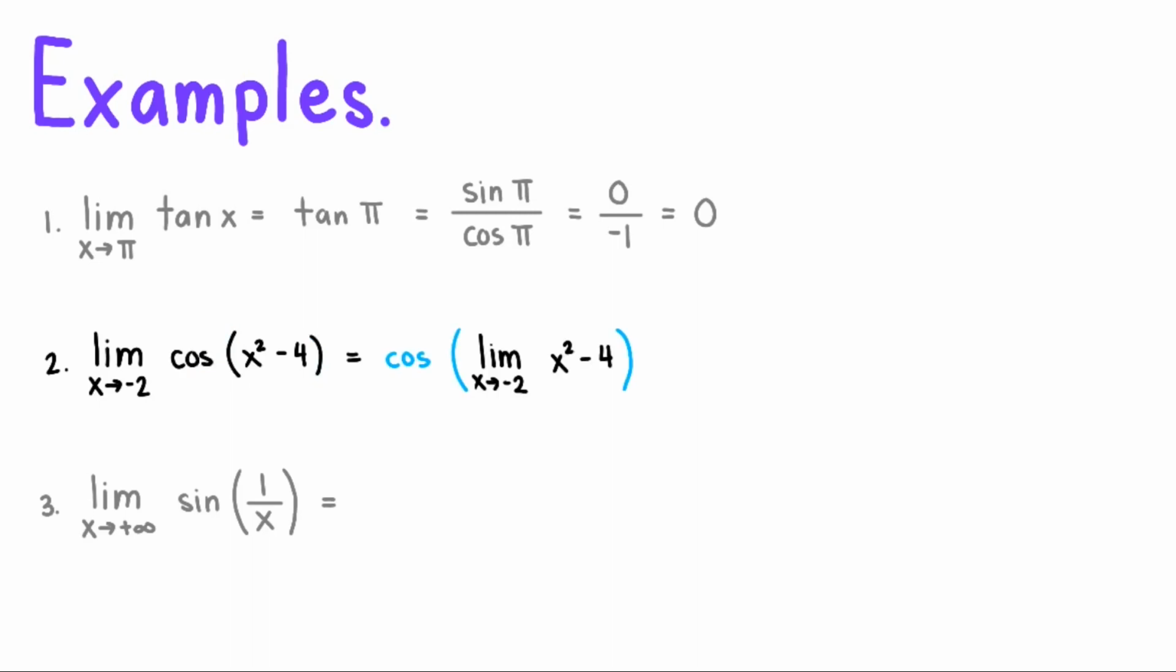This means that we can solve first for the limit inside, and fortunately, x squared minus 4 is just a polynomial. So we can simply plug in -2 into the function. That would give us -2 squared minus 4, and this is just equal to 4 minus 4 there, and we know that 4 minus 4 is just equal to 0. So we have here cosine of 0, or just simply that would be 1 there. That answers the second limit.